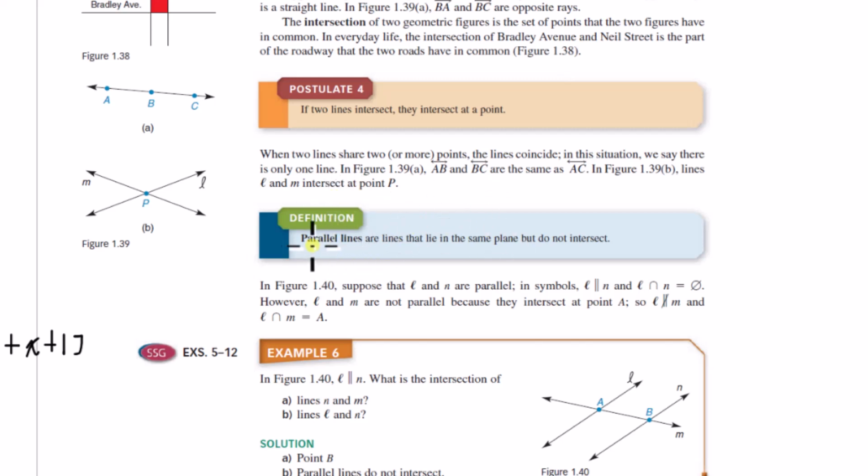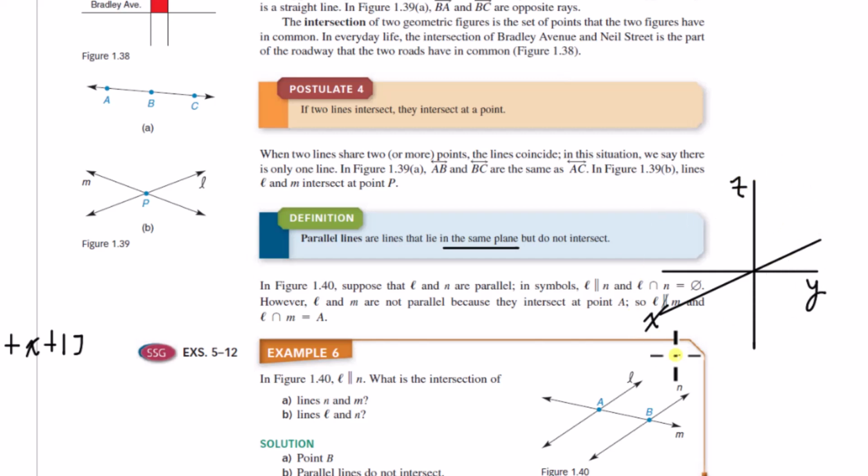Then here's another definition. Parallel lines are lines that lie in the same plane but do not intersect. Okay, so it's important to note that this definition includes "in the same plane." If we think about 3D space, there's an infinite number of planes in 3D space. The YZ plane, the XY plane, the XZ plane. That's just three of the main planes, but you can draw planes all over.